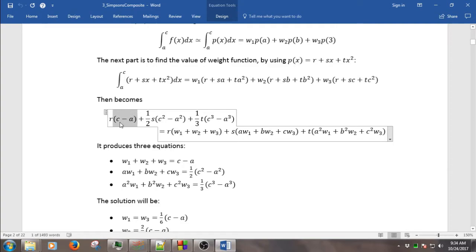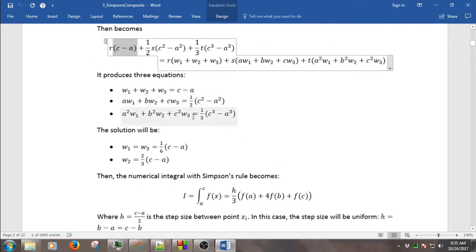How can it be three? Because we have the r coefficient here in the right and the left hand side, and also the s coefficient right and left, and the t coefficient in the right and left hand side of the equation. So from r we have w1 + w2 + w3 equals c minus a, and from s we have a w1 + b w2 + c w3 equals half c squared minus a squared, and so on. And by doing substitution, we will have the solution here. w1 equals w3, which is 1/6 (c minus a), and w2 will be 2/3 (c minus a).